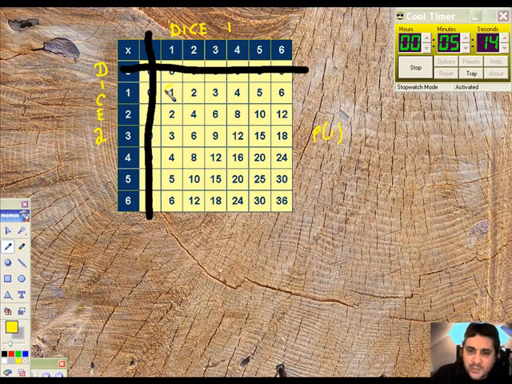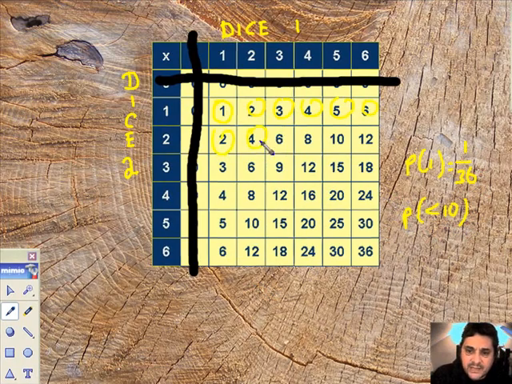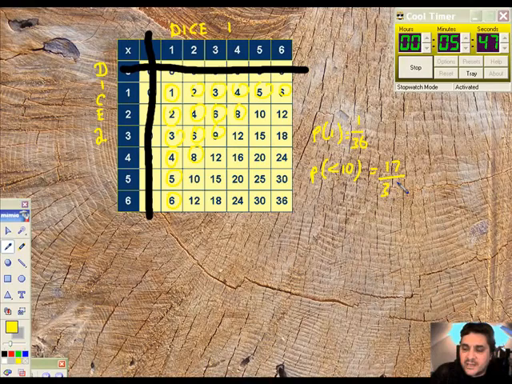Probability of getting a 1, well there it is right there. 1 out of 36, still 36 options, 36 possible outcomes. The probability of getting something less than 10, so I've got, let's have a look. So 1, 2, 3, 4, 5, 6, 7, 8, 9, 10, 11, 12, 13, 14, 15, 16, 17. Yep, 17 ways of getting a score less than 10. So it'll be 17 out of 36.